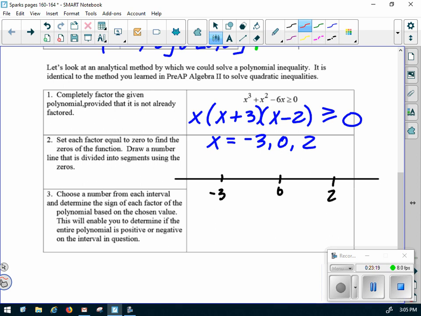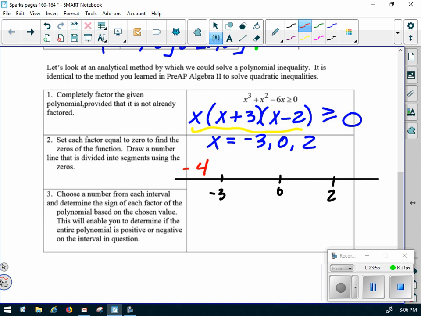Pick a number. What we're going to do is pick a number that's less than -3, and we're going to see, does that number make this right here true or false? Come up with a number less than -3. -4, fine. Now here's how I'm going to write this. How many factors do we have in this yellow underlined stuff? How many things are we multiplying together? 3 things.